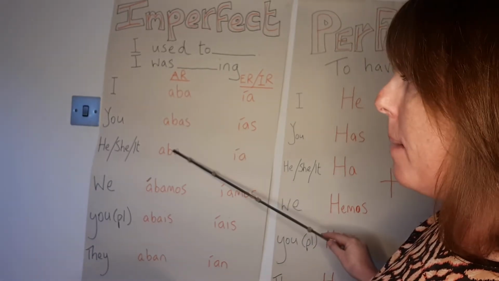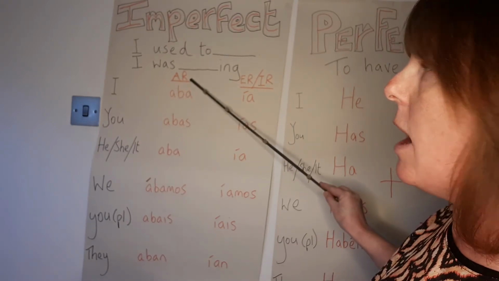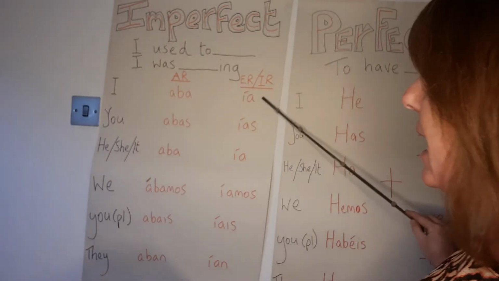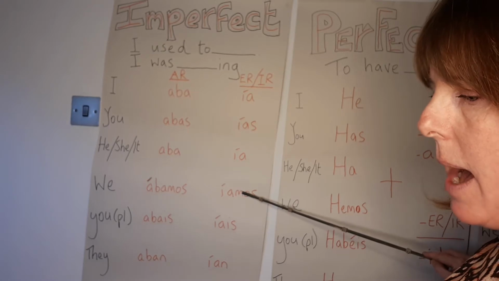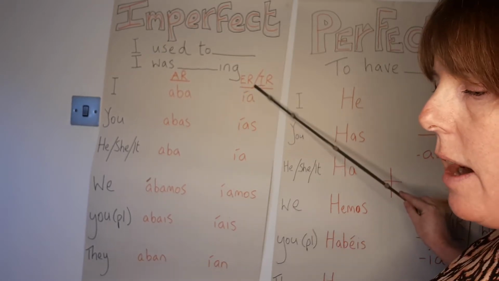Abba, abas, abba, abamos, abais, aban, the ARs. Ia, ias, ia, iamos. Eis, ian, ia, ia.